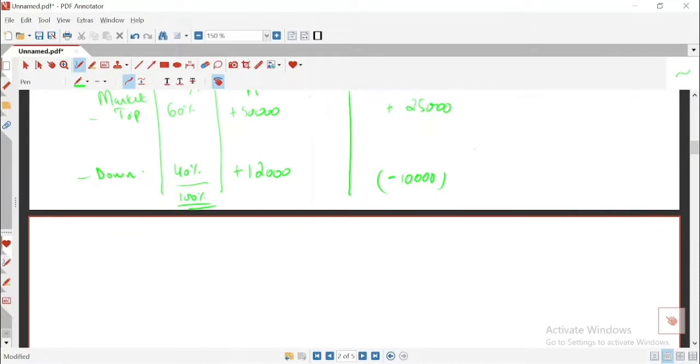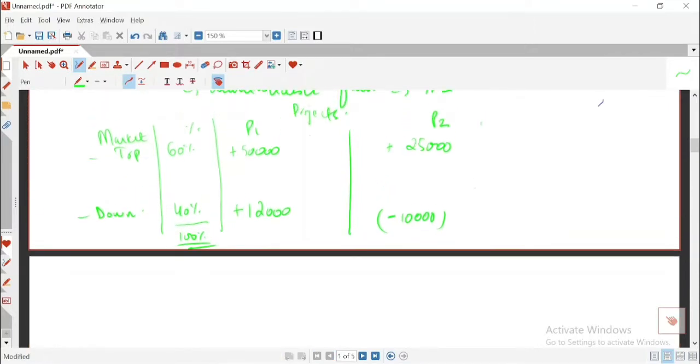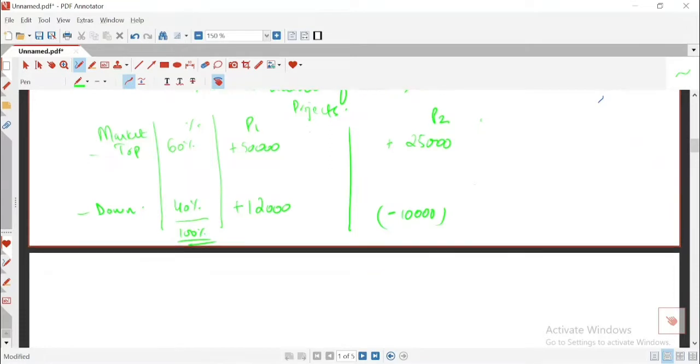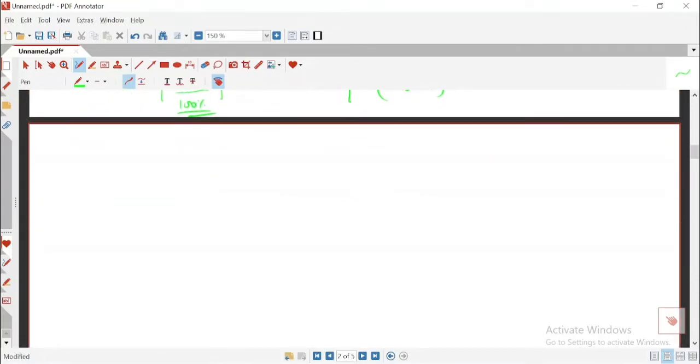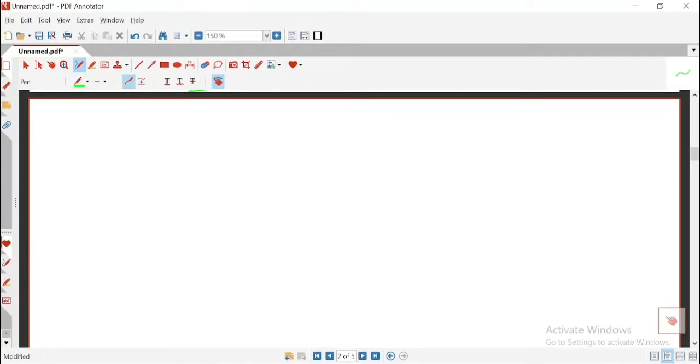Okay. In a question in your paper you may be asked to construct a payoff table. For that, what you have to do is understand which are the controllable factors and which are the uncontrollable factors. So let's do an example of constructing a payoff table first, and then we will move on to the other parts.